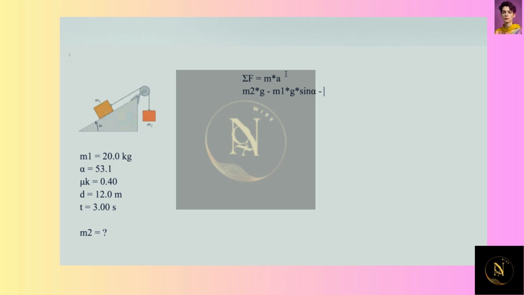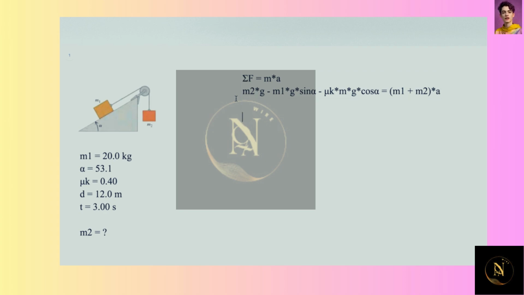And then we also have a frictional force here. So the frictional force is going to be equal to the coefficient of friction times the normal force. And the normal force here, since we just have gravity pulling this down, is going to be m1 g cosine of alpha. So these are the forces acting on the system. And now this whole system is going to be moving together, so the total mass will be m1 plus m2, multiplied by the acceleration.